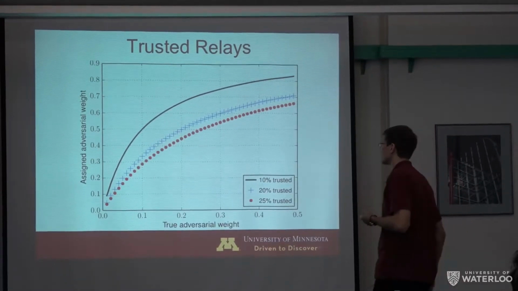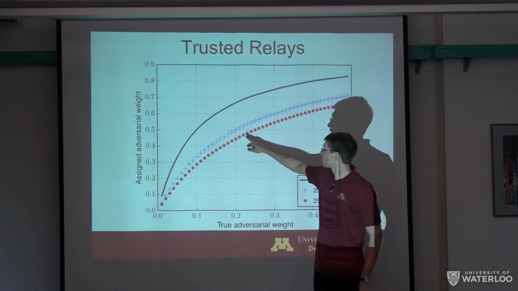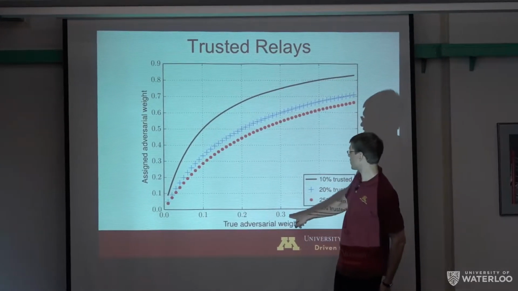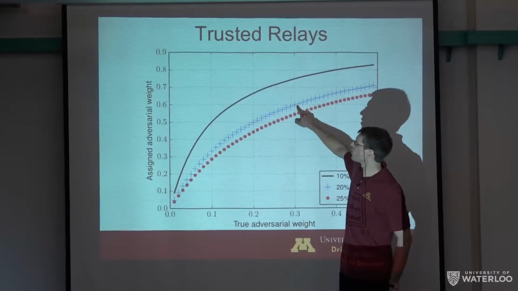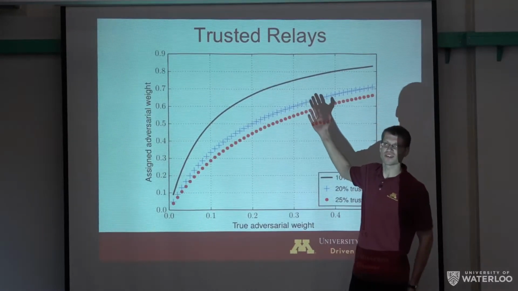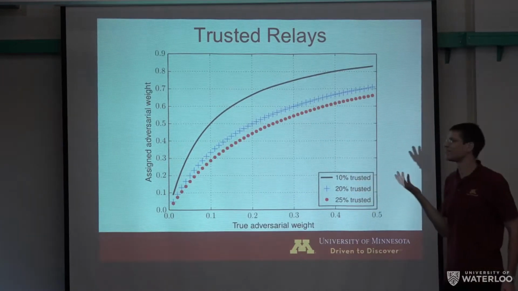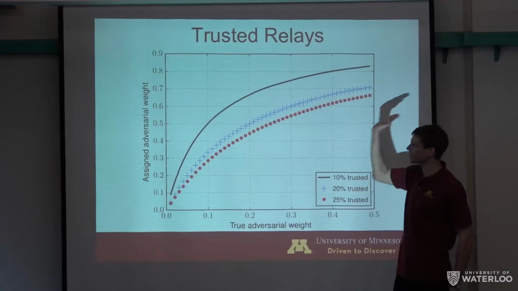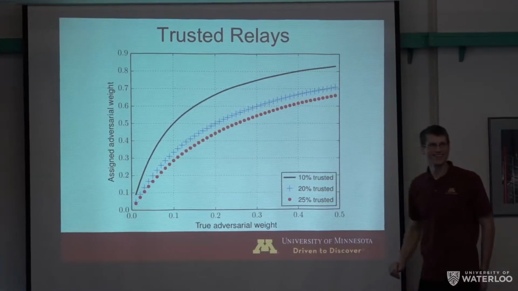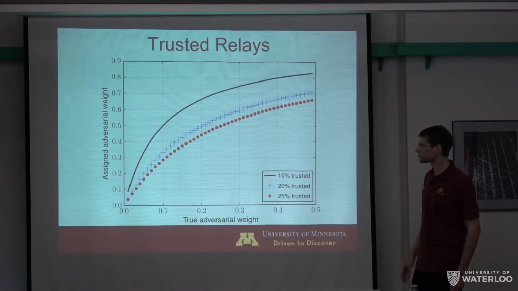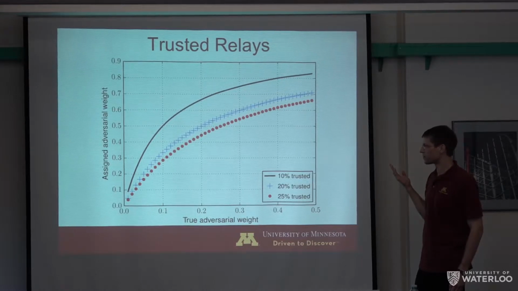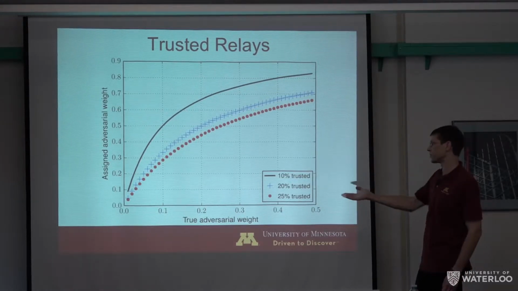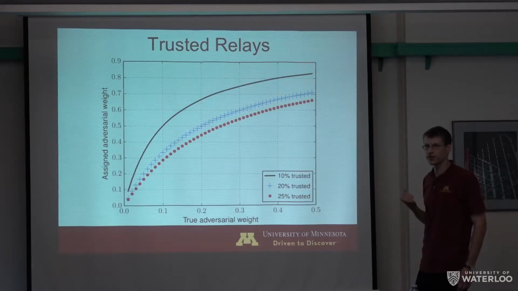So for example, if you assume that 20% of the network is trusted, then an adversary that has 30% of the bandwidth will end up having at most 60% of the weight, right? Well, you can see it's not a straight line. So this is just another defense that we could have if we were worried about adversaries that controlled a large fraction of the true bandwidth.